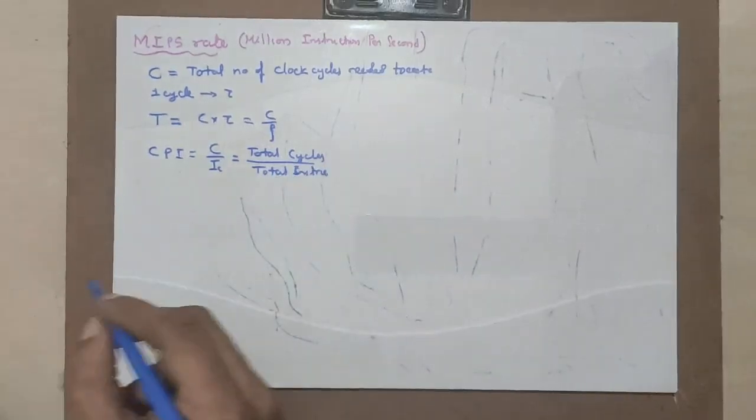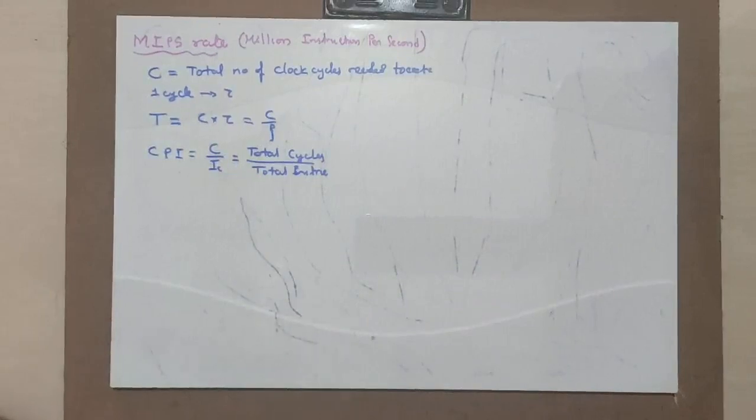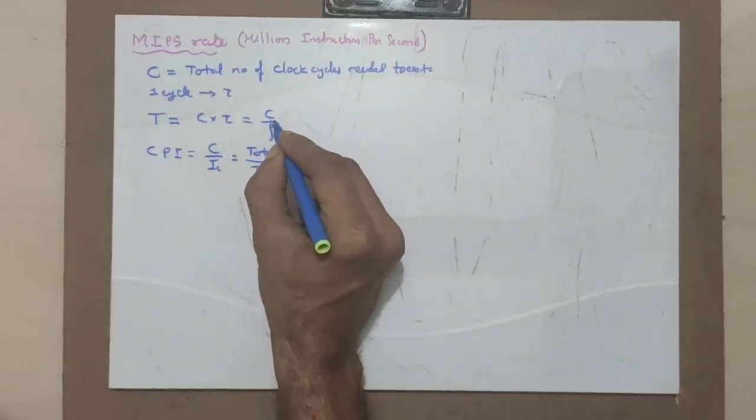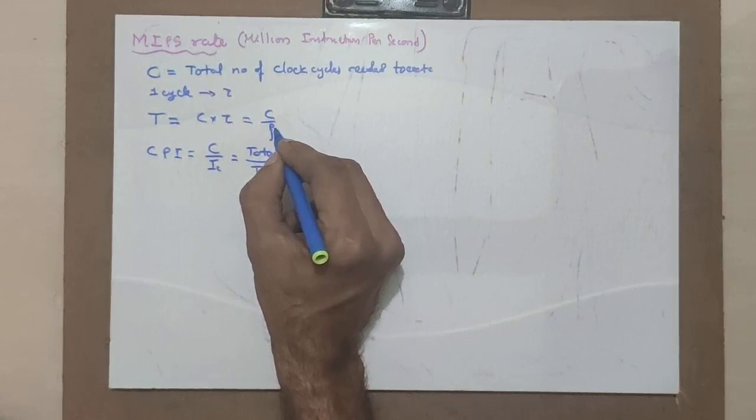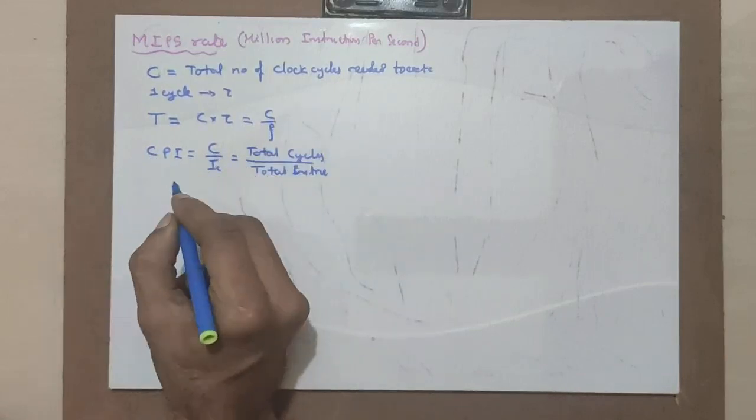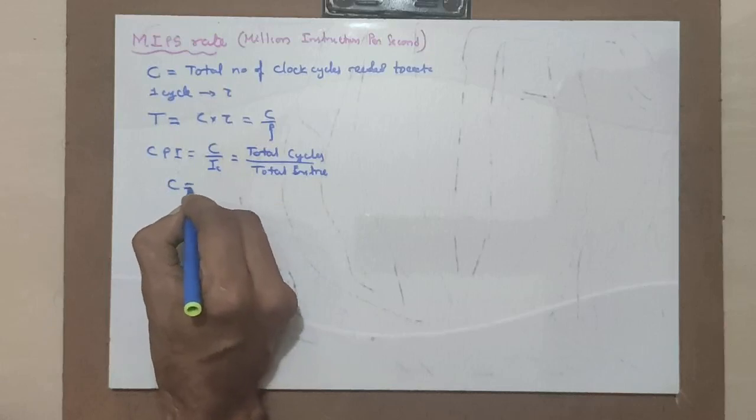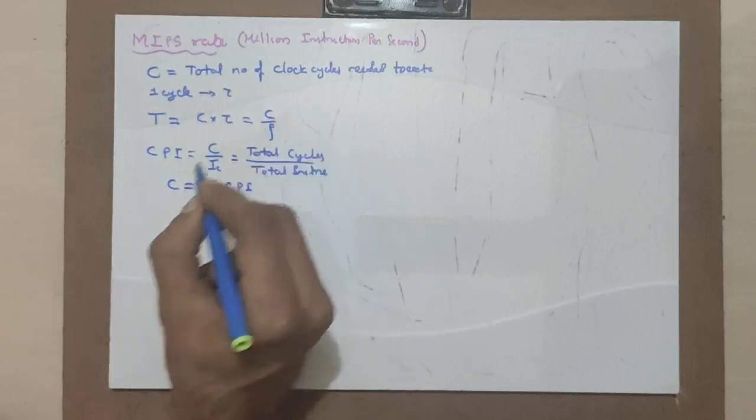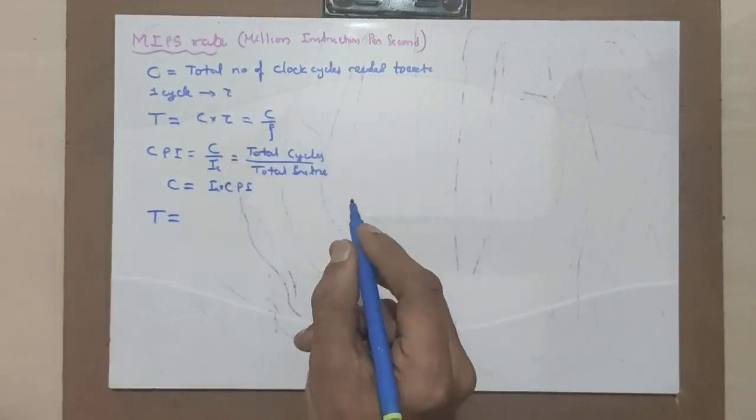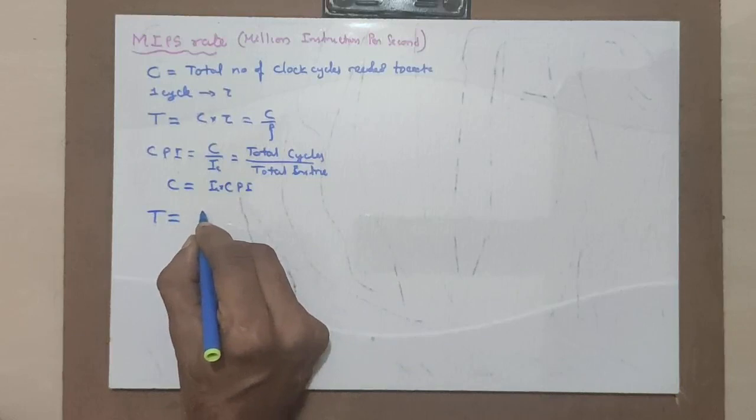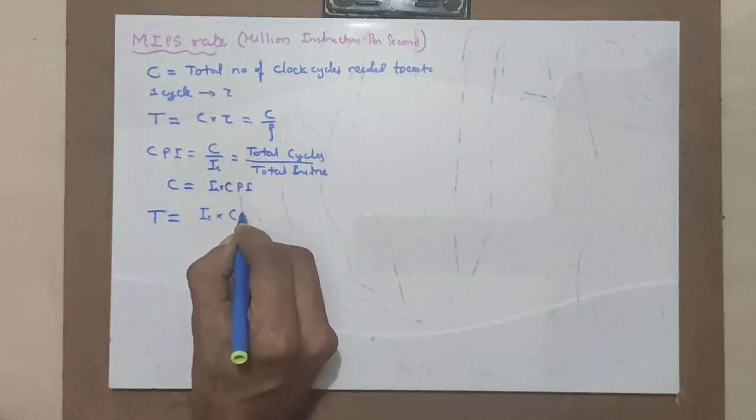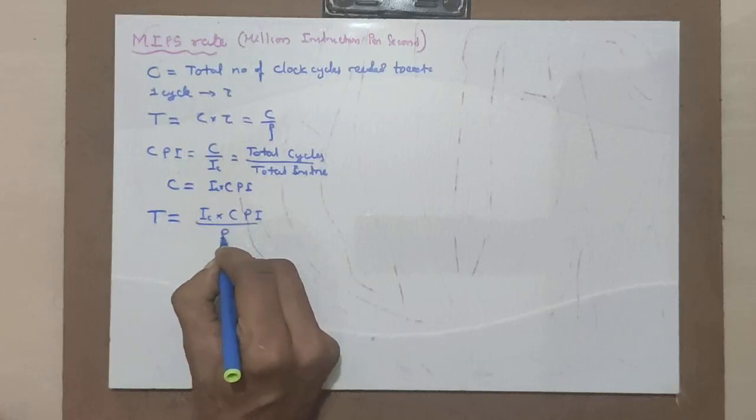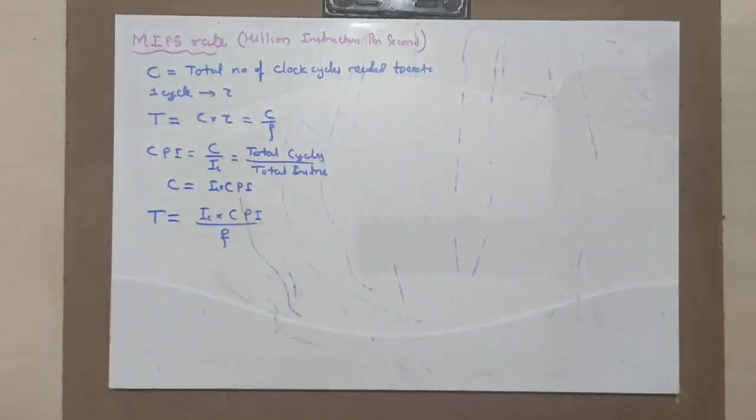This is cycles per instruction, C by IC. Now you know that C becomes equal to IC into CPI. I just substitute here, C is equal to IC into cycles per instruction, and if I substitute this here, CPU time becomes equal to instructions multiplied by cycles per instruction divided by F. Okay, this is one of the equations.